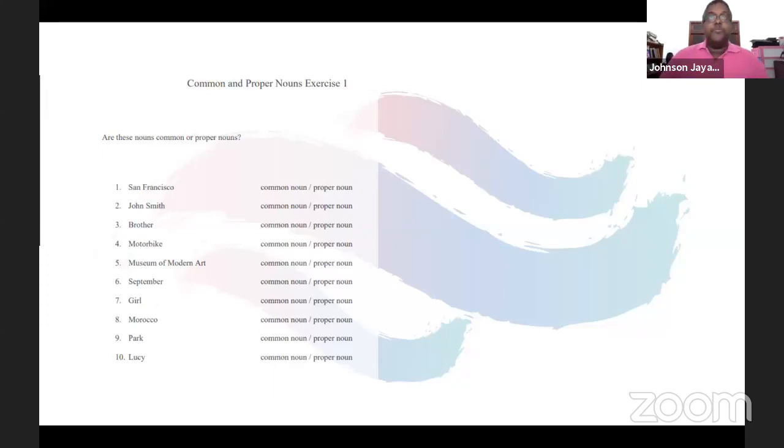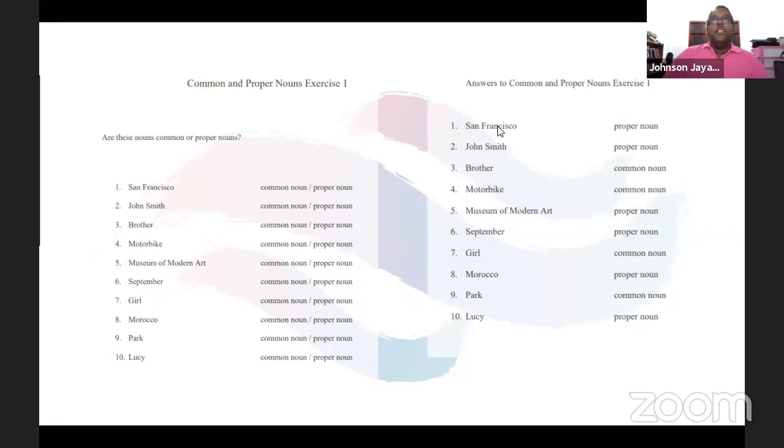Okay, so here are the answers. San Francisco, a city in the United States, it's a proper noun, it's a name. John Smith, proper noun. Brother is actually a common noun. So in general, we have brothers. Motorbike, again, a common noun. We commonly see motorbikes. Museum of Modern Art is a proper noun. September, a month of the year, that's a proper noun. Girl, it's a common noun. Morocco, proper noun. Park, it's a common noun. And Lucy is a proper noun. Okay, right, let's move on to the next exercise.